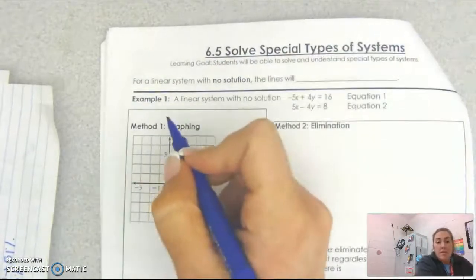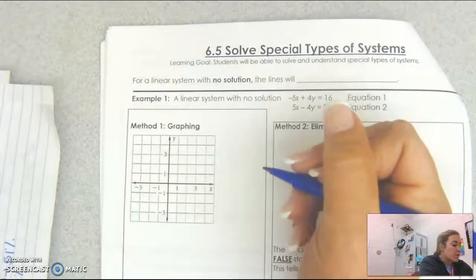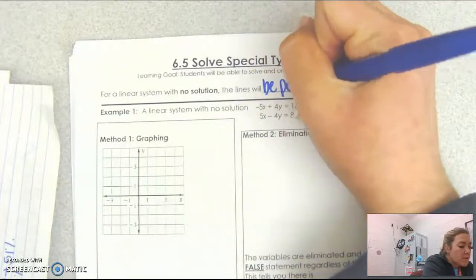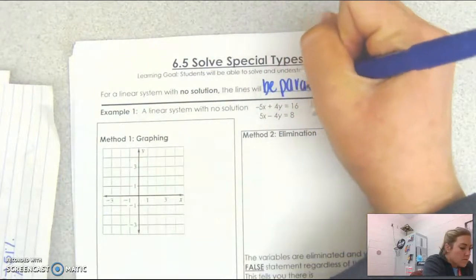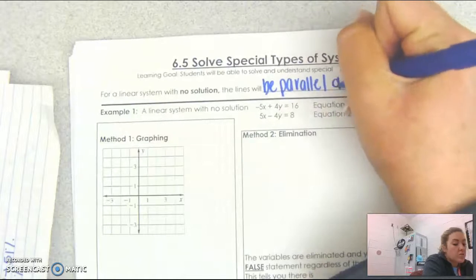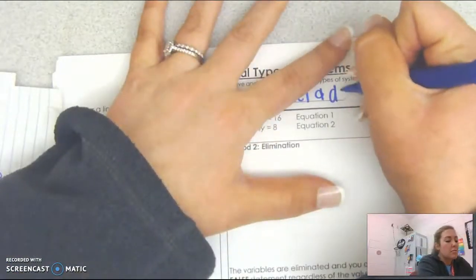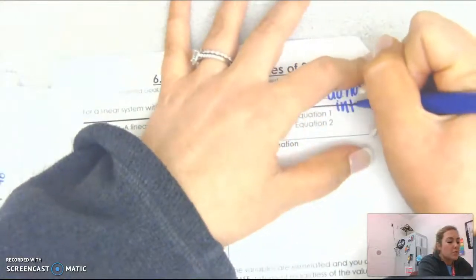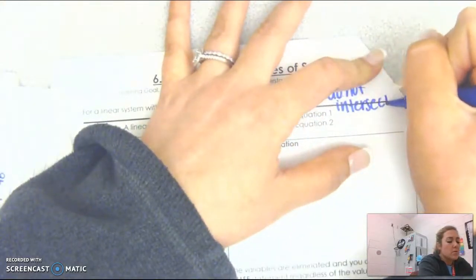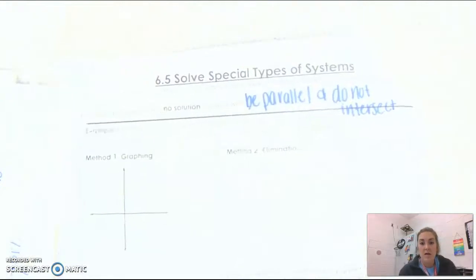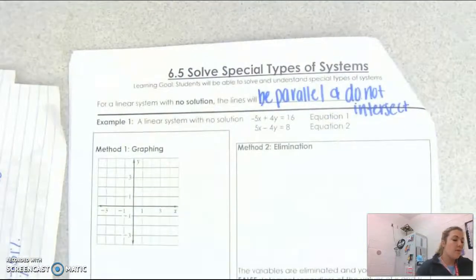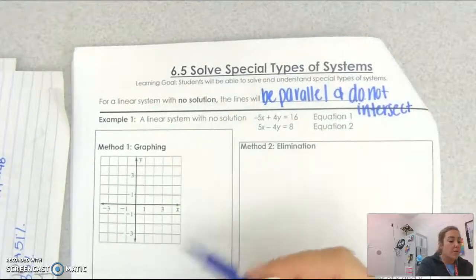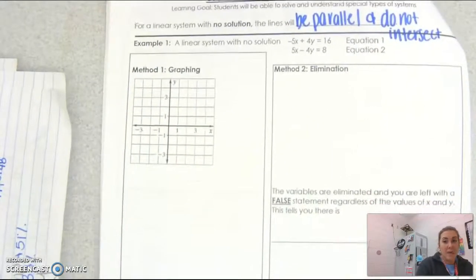For linear systems with no solution, the lines will be parallel and do not intersect. So when everything is parallel, that means it will not touch each other. We have two equations here, and we're going to start by using our first method, so we're going to graph.